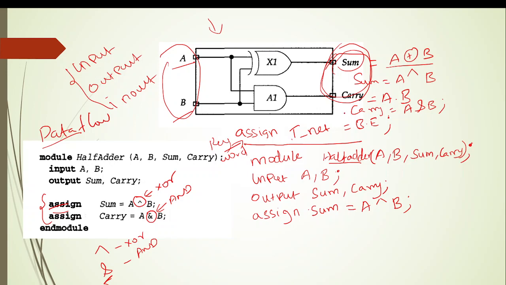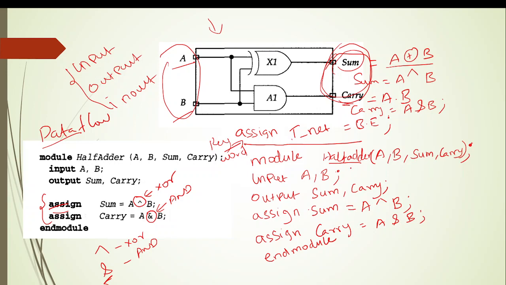And then for the second output, I need to use the keyword assign carry equal to A ampersand B. Okay, and then I have written both the statements. I need to complete the program by using endmodule. There is no semicolon for endmodule, and there is no space between end and module. So this is the program I have written. For all the remaining lines we have a semicolon.